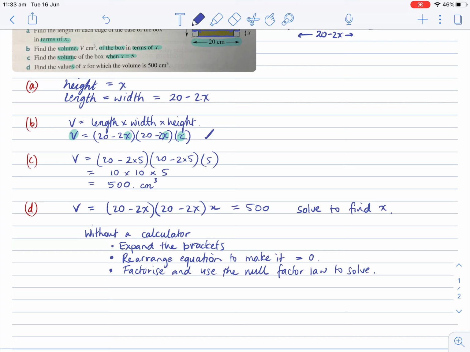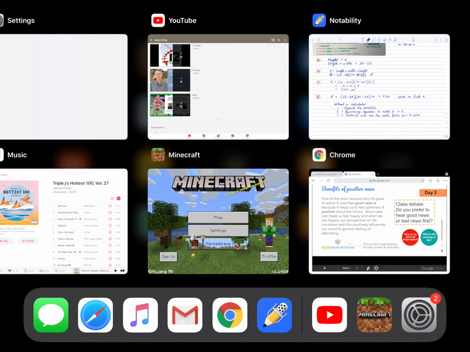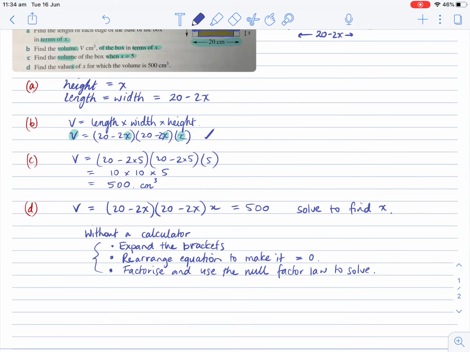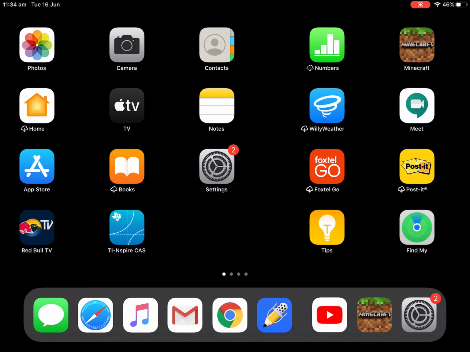In an exam or a test, if they want you to do this by hand, they will break down the question into multiple marks. Essentially, if there are multiple marks for this question, they want you to do it by hand and show all of your steps along the way. If it's just a 1 mark question, then it's perfectly fine to jump straight to your calculator. So on my iPad, I'm going to get my calculator out, and I've just got to find it on here.